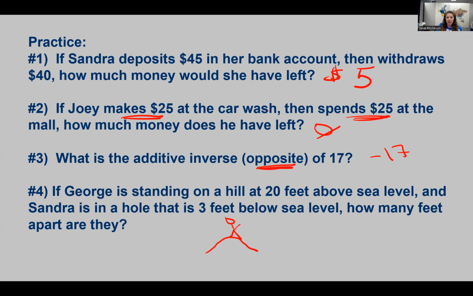If George is standing on a hill, all right, so here's my hill, and here is George. Hi, George. He's 20 feet up here above sea level, and Sarah is in a hole that's 3 feet below sea level. So here's sea level or ground level, and Sarah is standing in a hole down here. She's at 3 feet below sea level. That's just like saying -3. How far apart are they? Well, George would have to walk 20 feet down the hill and then 3 more feet to get to Sarah. So they're 23 feet apart, right? Does that make sense?